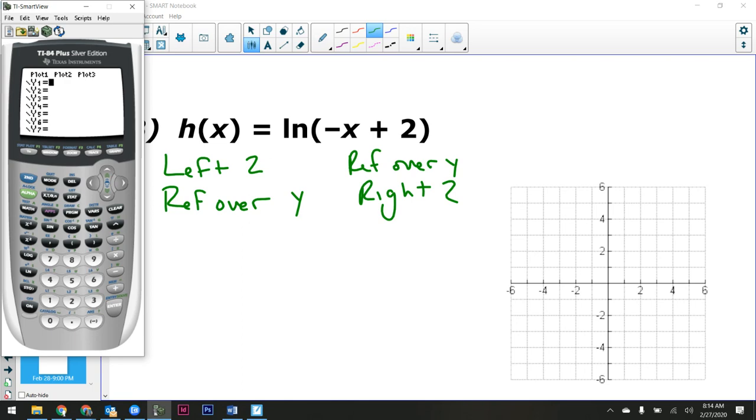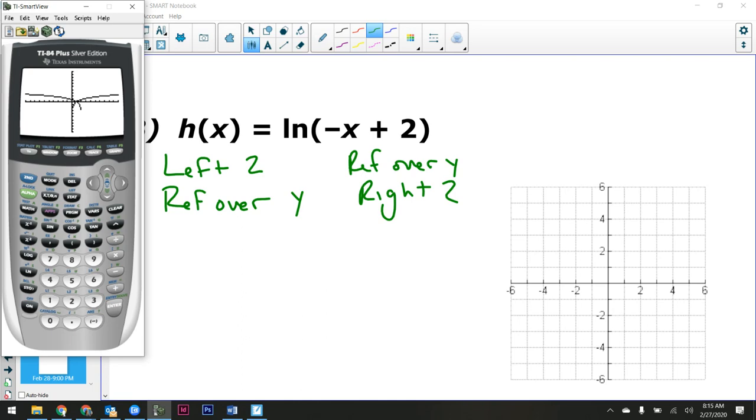Okay. Natural log of x is my original. My new is natural log of... Oops. Oh man. ln of x is my original. My new is ln of negative x plus 2. Okay, so there's my original.